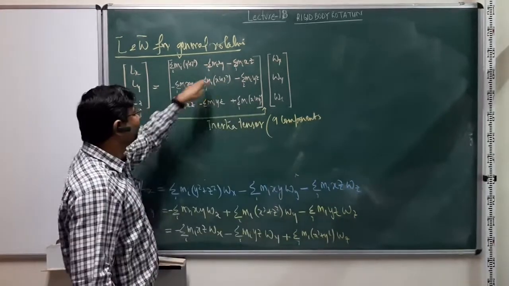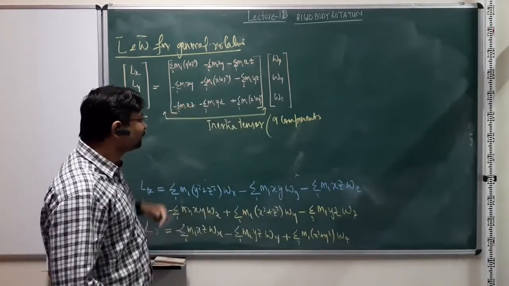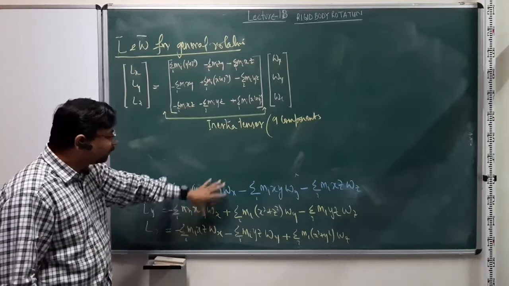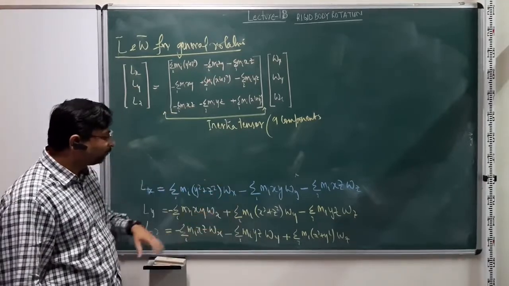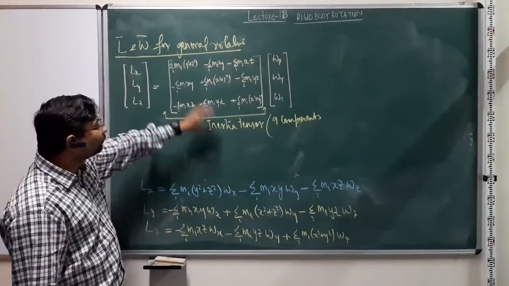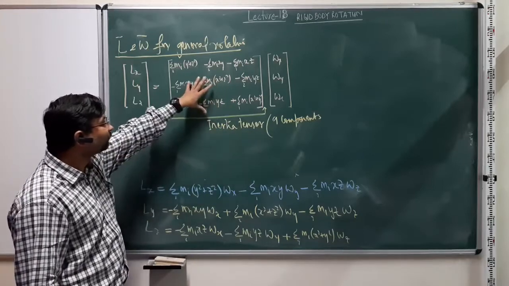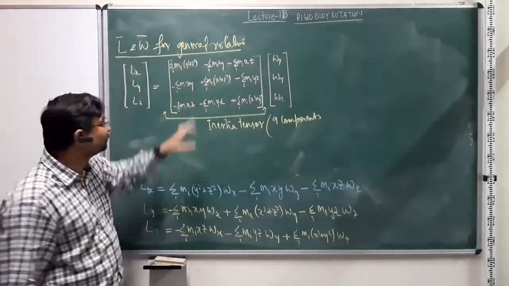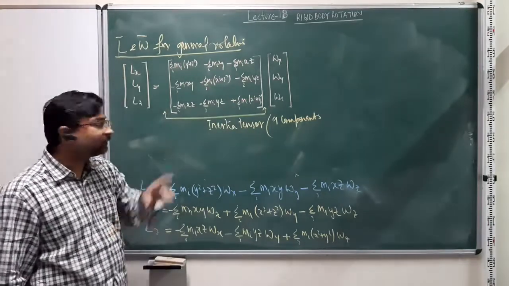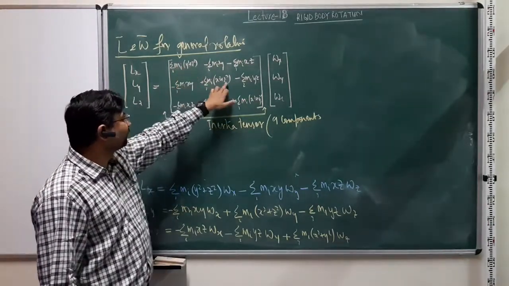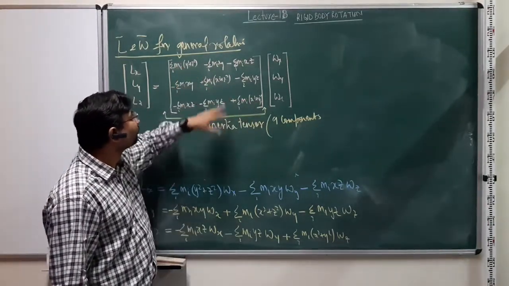As you can see, 1, 2, 3, 4, 5, 6, 7, 8, 9. It has 9 components, and on careful examination, when you find out these components, you can readily see that not all 9 components are independent. Only 6 of these are independent. So 1, 2, 3, these are independent components: y square plus z square, x square plus z square, x square plus y square.